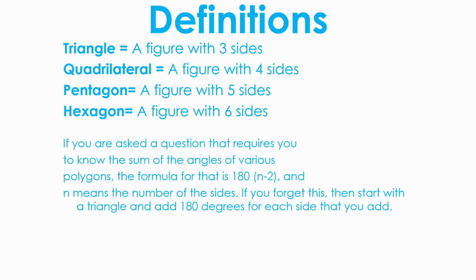You might be asked a question that requires you to know the sum of the angles of various polygons, and the formula for that is 180 times n minus 2. There it is on the screen. 180 times n minus 2, where n is the number of sides of the polygon. Now, if you forget this, just start with a triangle and add 180 degrees for each side that you add.